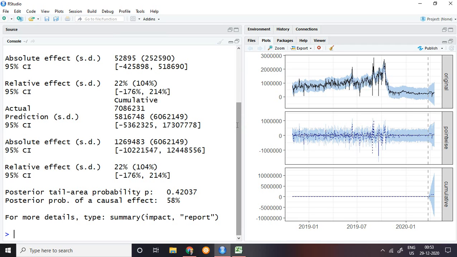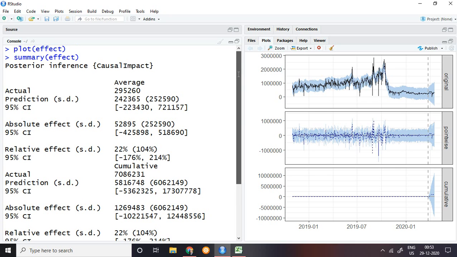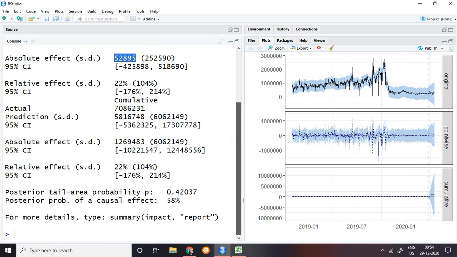When I run summary(effect), I find different outcomes, like the actual. This is my average actual of this crude, and the change here is positive by 52,895. Whether this has significantly affected or not will be understood with the help of the p-value. The p-value is 0.42, which means 42%. That's why it has not significantly affected. It means the intervention has not significantly affected crude oil.